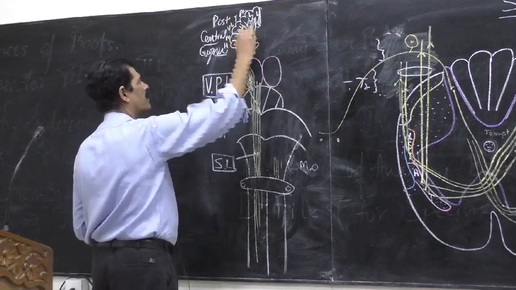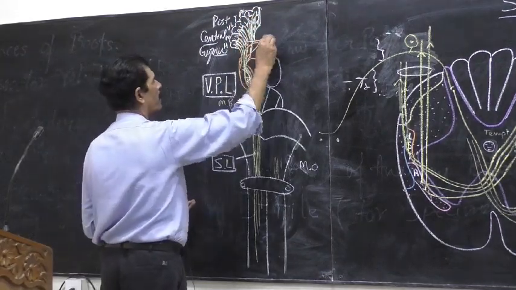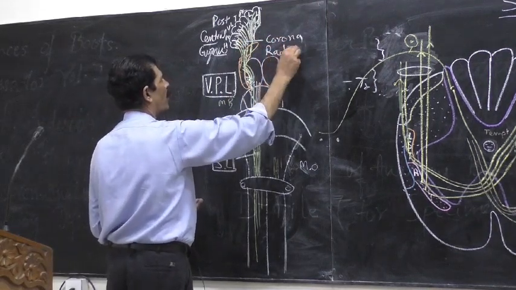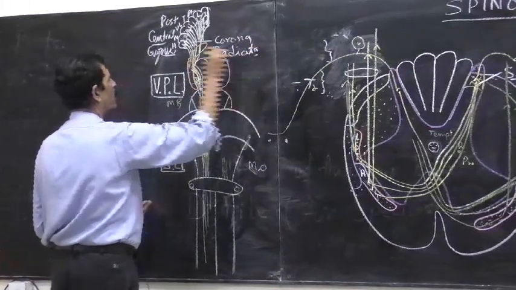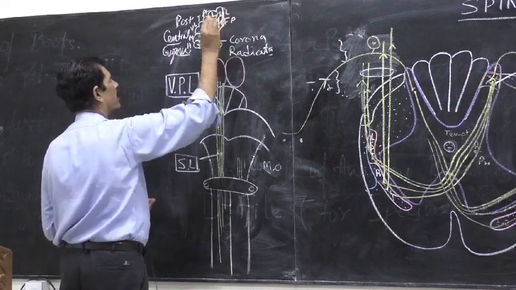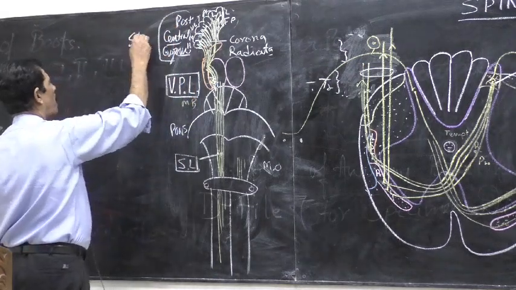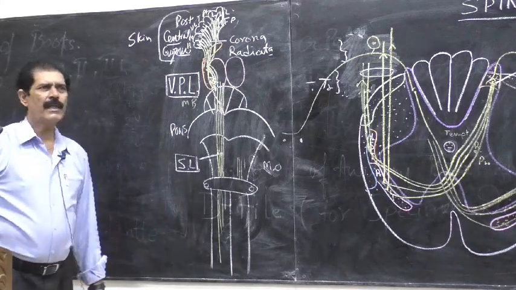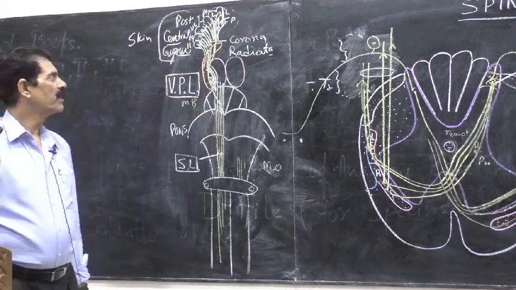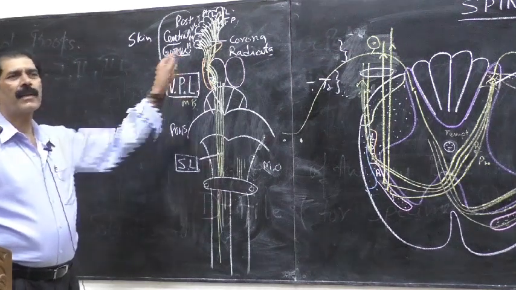So the post central gyrus is representing the skin of the human body from head to toe, from head to foot, perineum, and leg. So the whole of the body, the post central gyrus is representing skin. Skin of the human body from head to toe. So starting from the head to toe, all the fibers now reach their destination. This is called the spinothalamic tract.